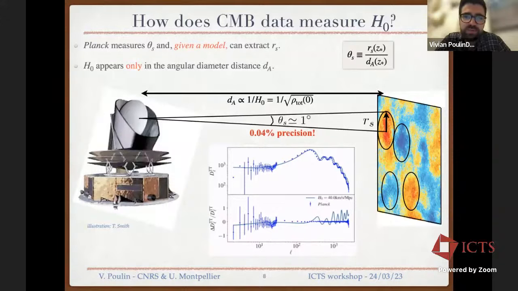It all boils down to measuring a standard scale called the sound horizon in the CMB. What is truly measured within the CMB is the angular size of the sound horizon. The sound horizon, in case it's not clear for everybody, is the distance traveled by a sound wave in the primordial plasma way before recombination, or until recombination, sorry, I should say. And so what is seen is the angle subtended by this typical scale, the sound horizon divided by the angular diameter distance to recombination, to the last scattering surface.